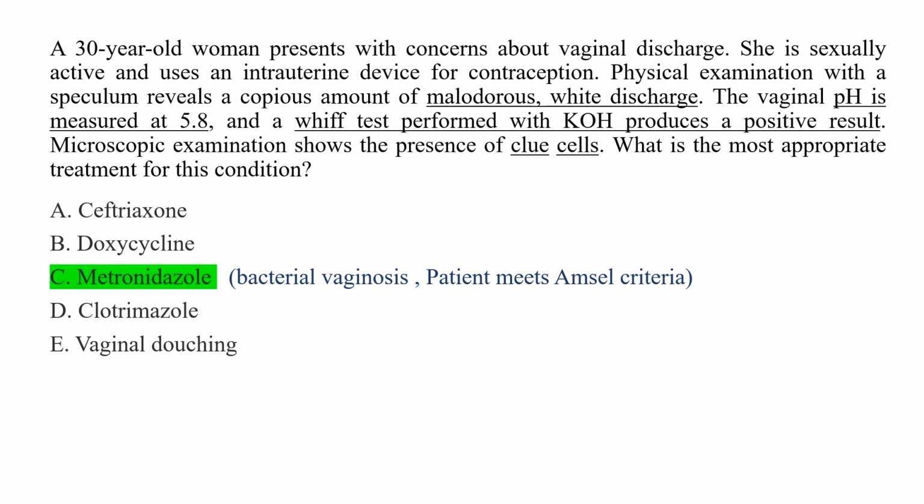If you notice in this question, the patient is meeting Amsel's criteria by having a malodorous white discharge, and the pH is 5.8. That means it is more than 4.5, and the whiff test is positive, and under the microscope, clue cells can be seen. Hence, the correct answer here would be C, as the treatment for bacterial vaginosis is metronidazole.